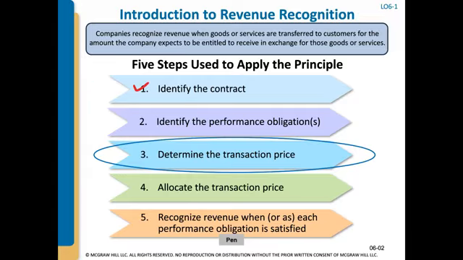Number 1 is identifying the contract. Number 2 is identify the performance obligation that has to be satisfied. Number 3 is determine the transaction price and then how to allocate that. And number 5 is when do we recognize that revenue? There are some special situations when it comes to determining the transaction price. If I go to Starbucks and buy a cup of coffee for $5, it's very easy to determine the transaction price, but that's not always the case.